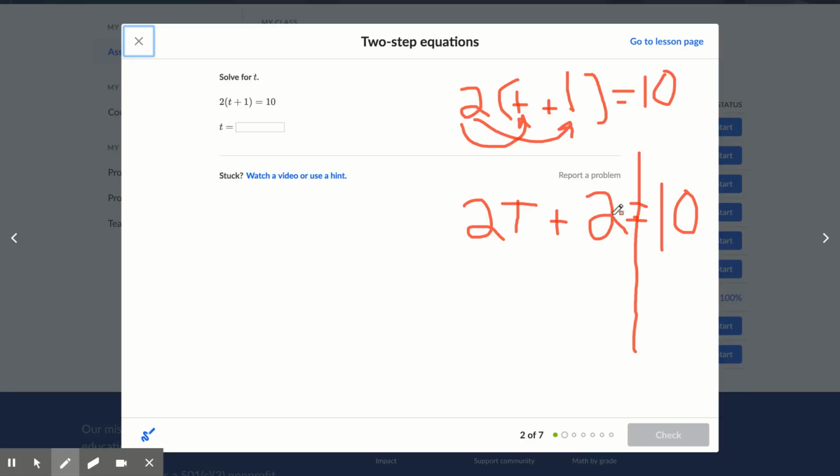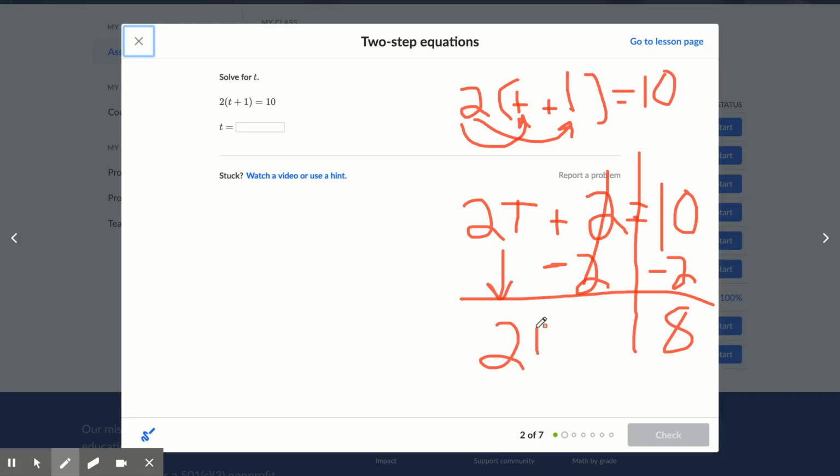Again, get rid of the constant first. We worry about our variable last. Got to get rid of this constant, and you see I have a plus 2. So to get rid of this plus 2, we're going to do the opposite of the plus sign, minus 2. Minus 2. Anything I do on the left side, I must do on the right side. So now, cross these out. 10 minus 2 is 8. Bring this down, 2t equals 8.